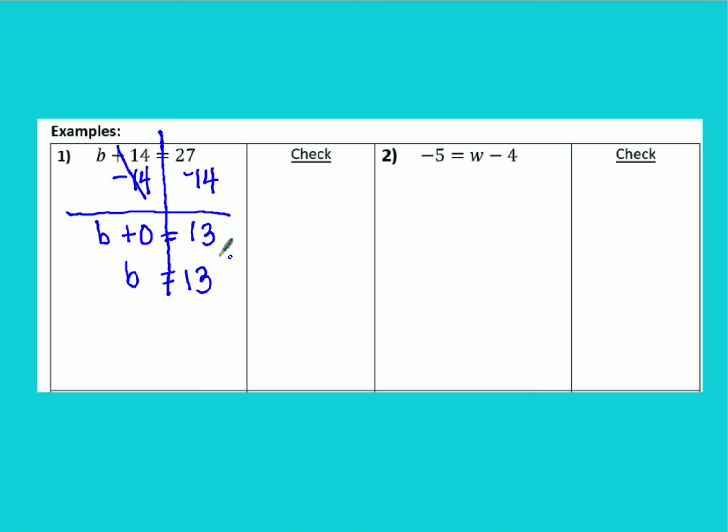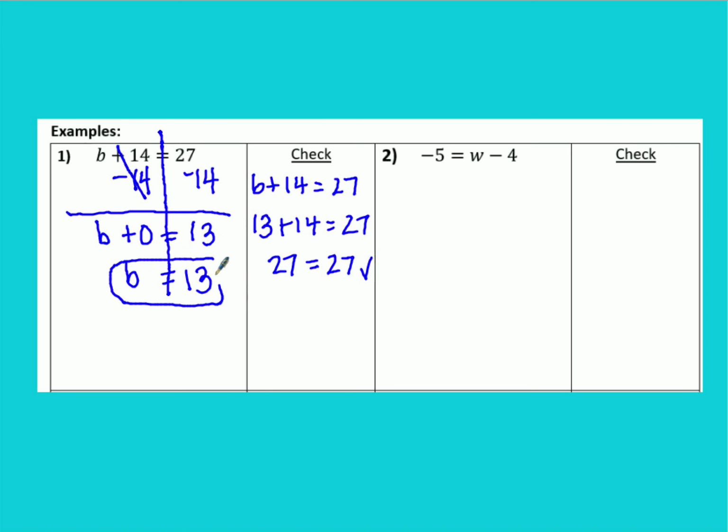But in order to check it, all we have to do is say, okay, well this was my original equation. If I sub in for when b equals 13, because that's my answer, if I put 13 in where b is, I should get the same thing on both sides of my equation. 13 plus 14 is 27. So that is correct, 27 equals 27. So I'm going to circle this final answer. It is true.